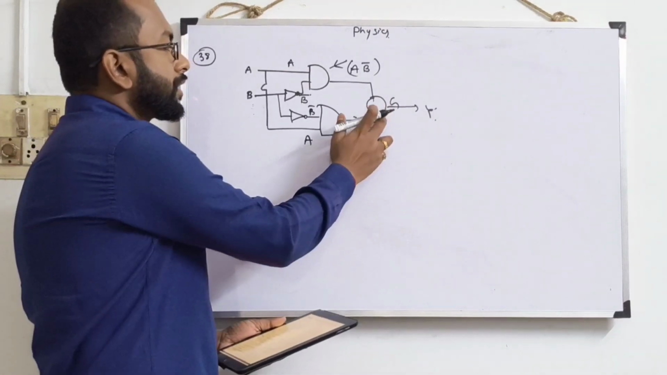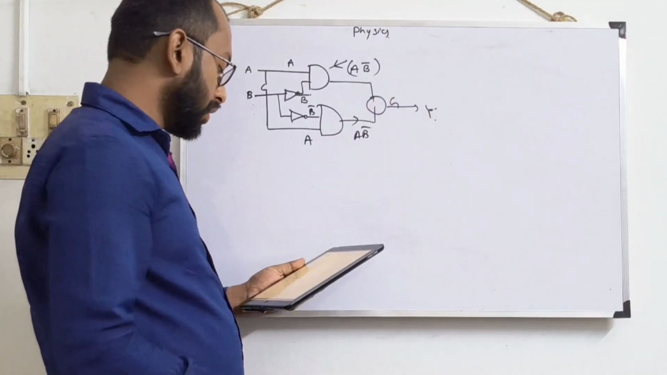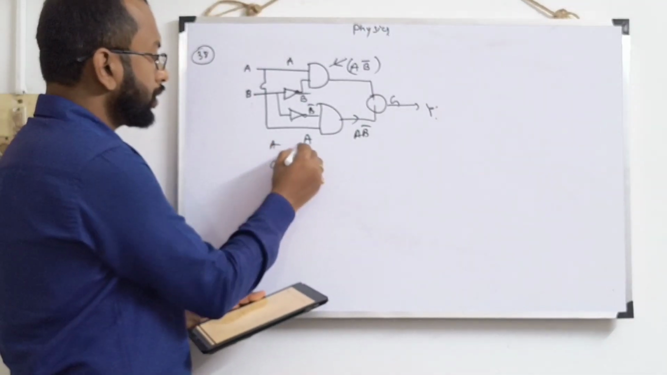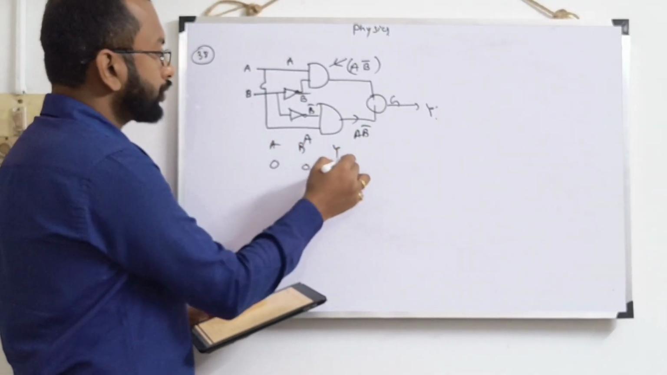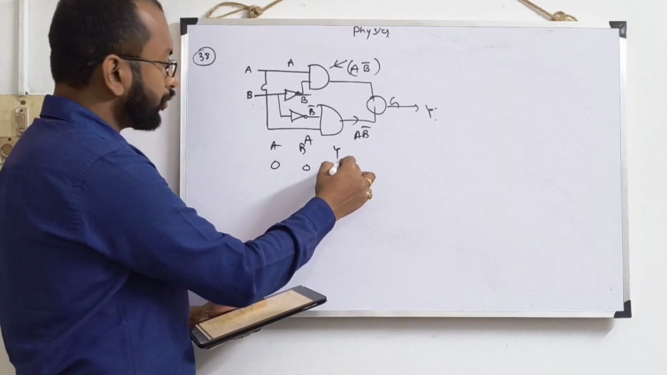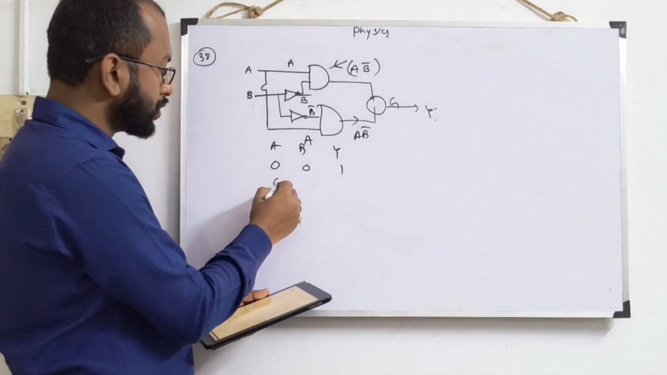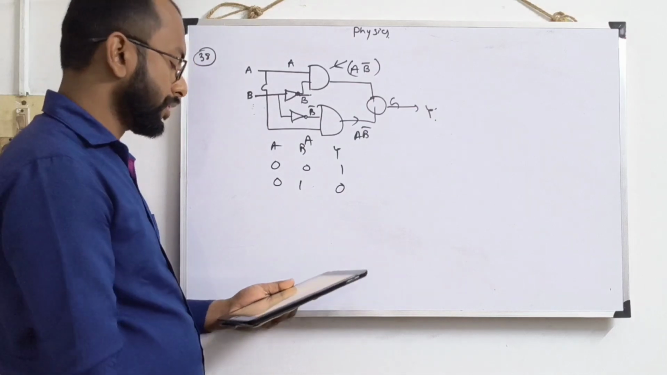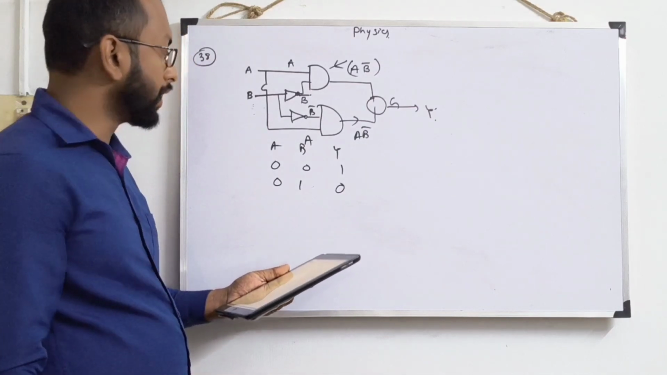So what will be this gate? In order to get the output, the first one is A is 0, B is 0, and the final output I should get is 1. The second one is 0, 1, 0. We can only check these two and find out what the gate is going to be.